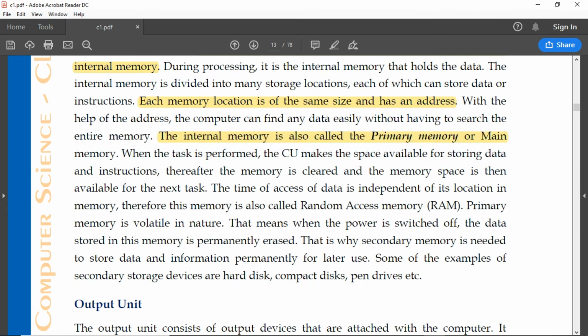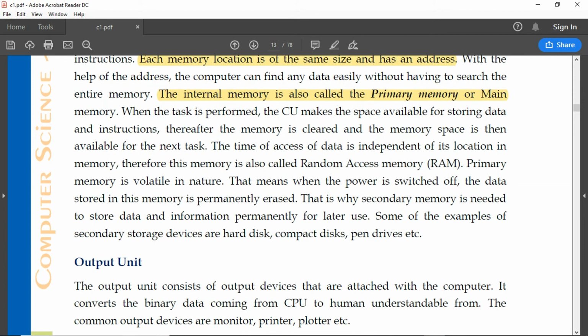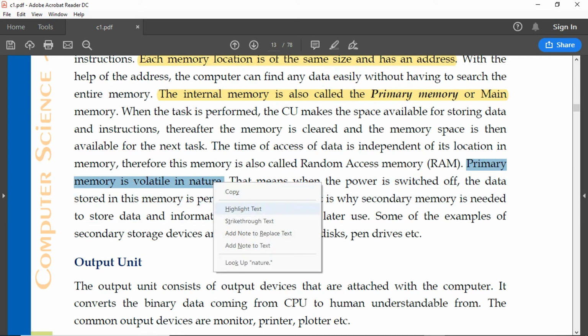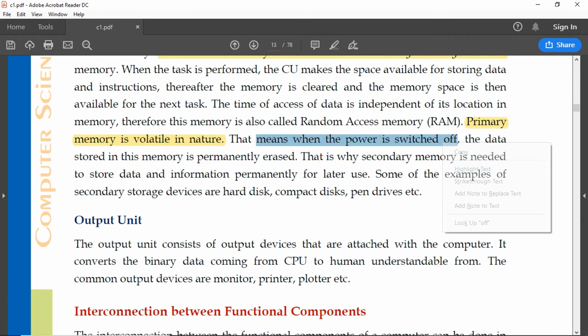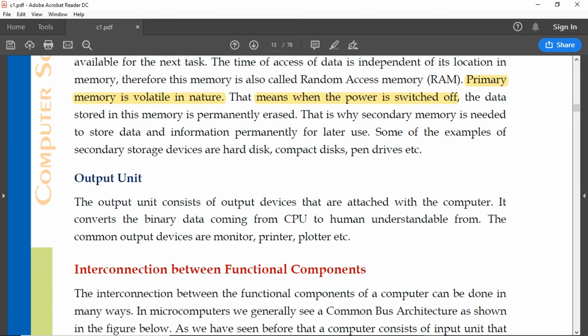When the task is performed, the CU makes the space available for storing data and instructions. Thereafter the memory is cleared and the memory space is then available for the next task. The time of access of data is independent of its location in memory, therefore this memory is also called random access memory, RAM. Primary memory is volatile in nature. That means when the power is switched off, the data stored in this memory is permanently erased. That is why secondary memory is needed to store data and information permanently for later use. Some of the examples of secondary storage devices are hard disk, compact disks, pen drives, etc.